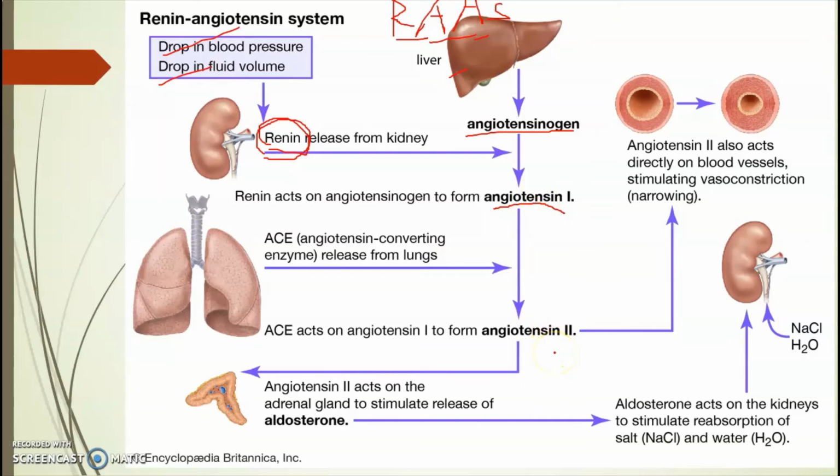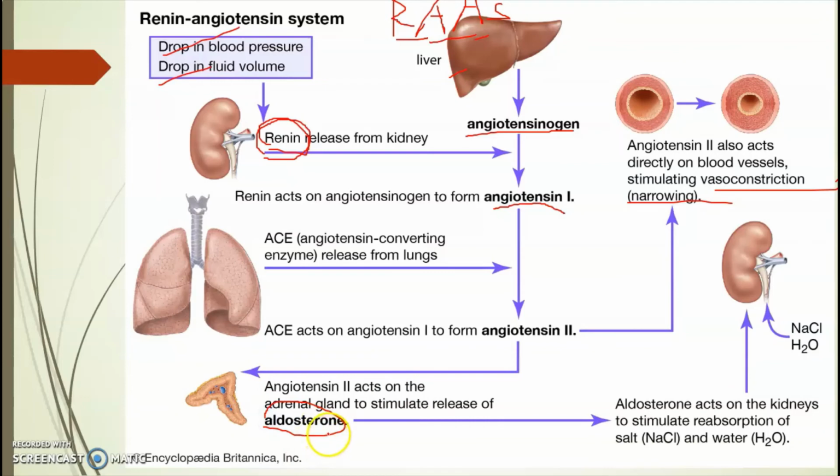And this angiotensin 1 needs to be converted again to angiotensin 2. How is it converted? Through the release of your ACE, or angiotensin converting enzyme, by your lungs, that will aid the conversion of angiotensin 1 to angiotensin 2. So your angiotensin 2 will do two things. Number one, angiotensin 2 will act directly on blood vessels, causing vasoconstriction, so it will narrow our blood vessels. Another function of angiotensin 2 is that it will trigger your adrenal gland to produce your aldosterone.